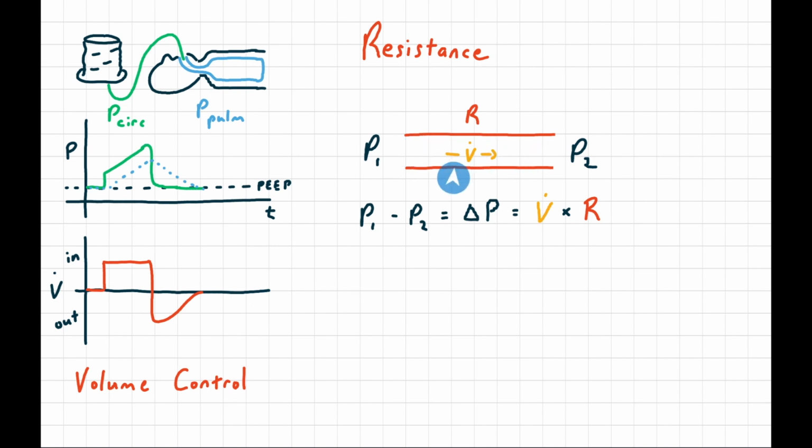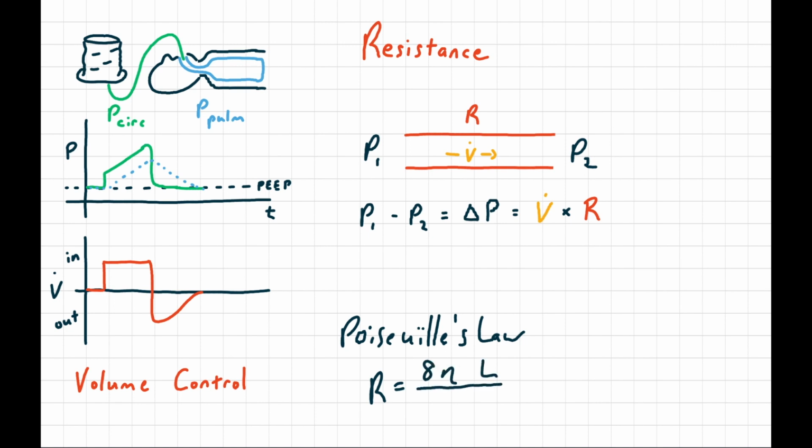If you have a tube with pressure P1 on one side and P2 on the other side, then the volume flow rate, indicated by V dot in yellow, is proportional to the difference in pressures, delta P. The constant of proportionality is the resistance R. You might remember from some time back in school that Poiseuille's law tells us that the resistance to flow through a tube is proportional to the length of the tube and inversely proportional to the radius of the tube to the fourth power. Airway length doesn't really change that much, but that radius to the fourth power is huge.